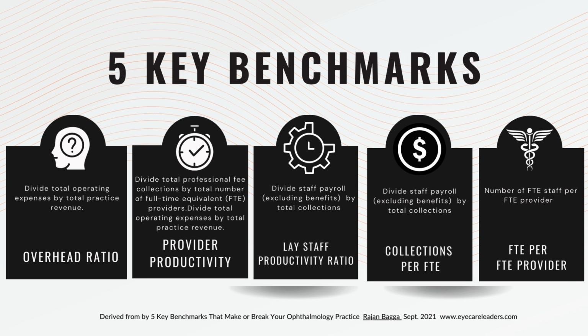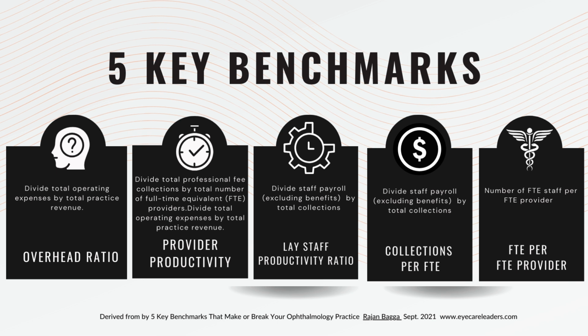Provider productivity benchmarks for cornea and pediatrics are around 800,000 to 1.3 million a year, and slightly less for retina, maybe 1 million to 1.8 mil. You want to identify any areas of decreased productivity and make a plan for improvement. Collections per full-time equivalent staff member, a healthy ratio is about 20 to 26%.